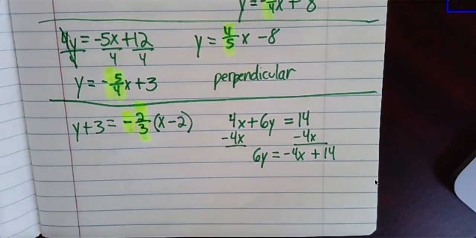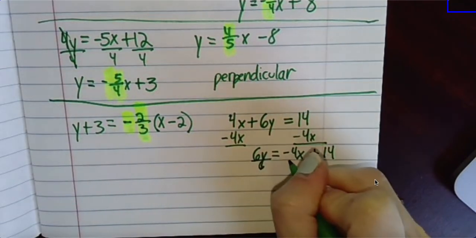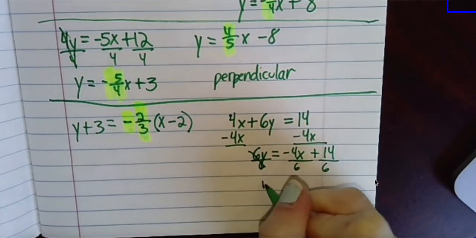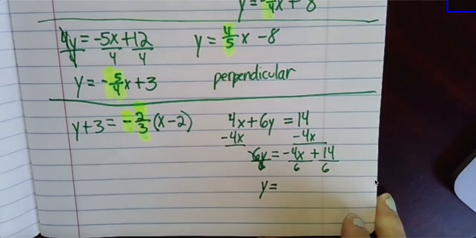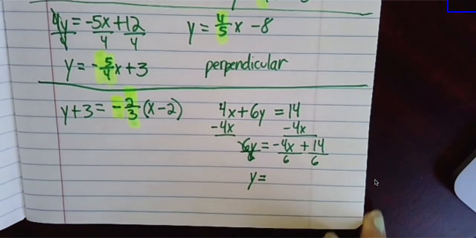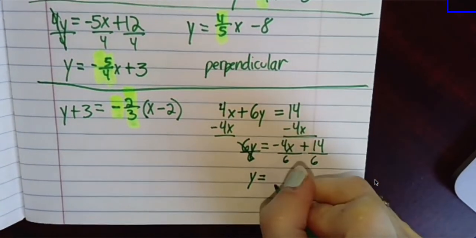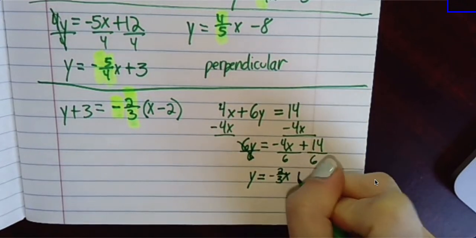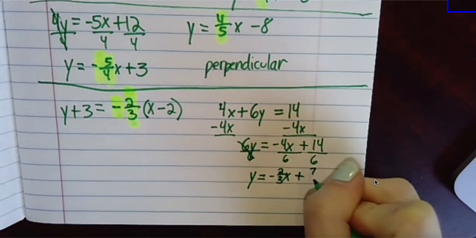Divide everything. Do I need to slow down for anybody? No? Divide everything by 6. So I get y equals, what's negative 4/6 reduced to? You can just type it in your calculator. Negative 2/3. And you can really stop here because do we know our slope? Yes. And I could divide both of those by 2 and I get 7/3.